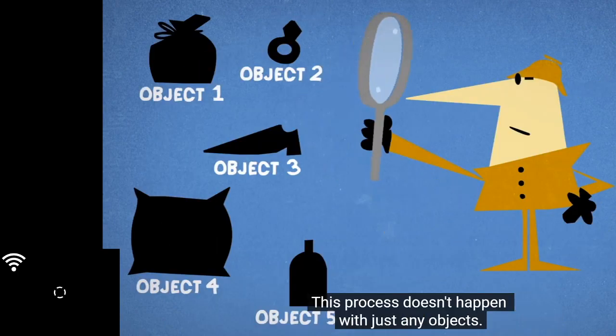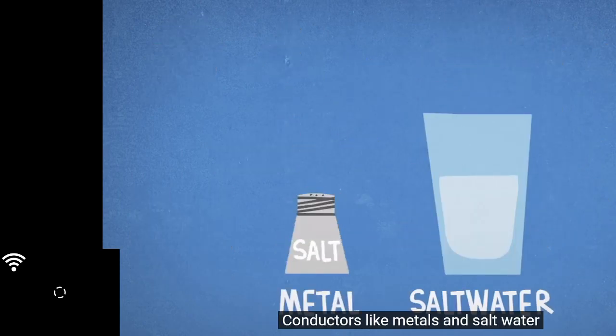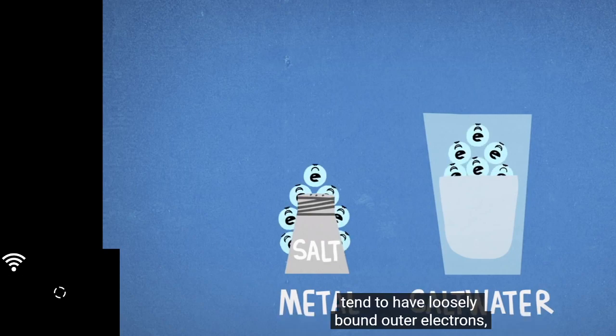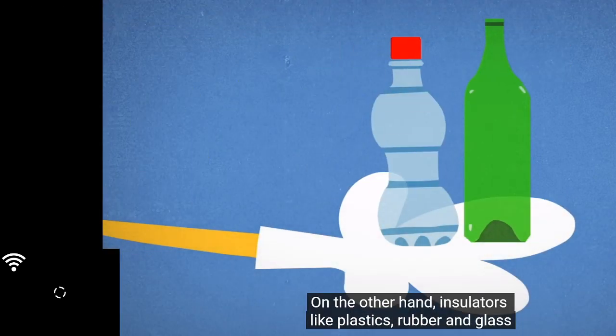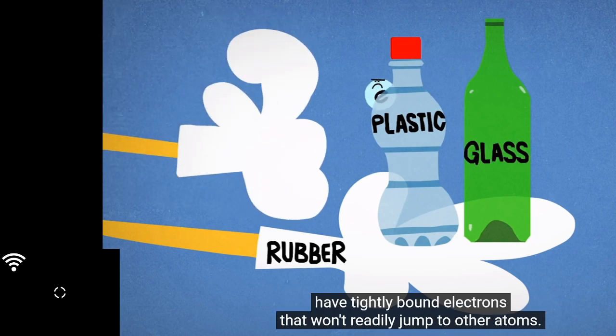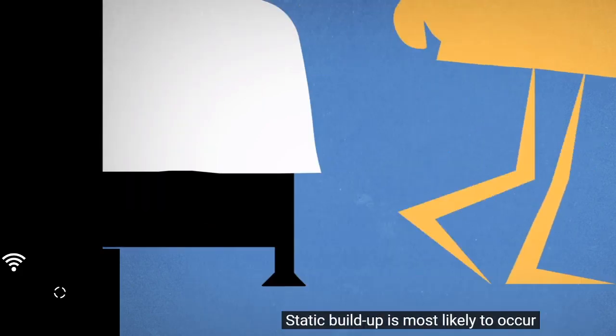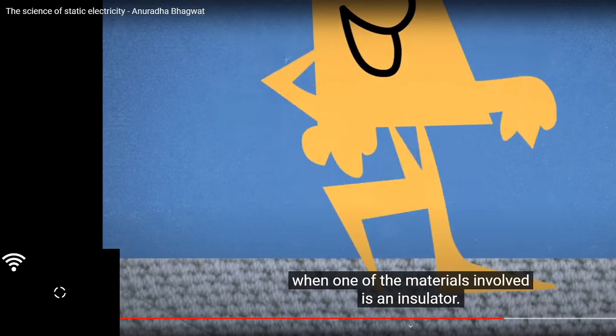This process doesn't happen with just any objects. Otherwise, you'd be getting zapped all the time. Conductors like metals and salt water tend to have loosely bound outer electrons, which can easily flow between molecules. On the other hand, insulators like plastics, rubber, and glass have tightly bound electrons that won't readily jump to other atoms. Static buildup is most likely to occur when one of the materials involved is an insulator. So, when a material is an insulator, maybe plastic or maybe rubber, static electricity is more likely to occur. Okay, it's more likely. Good.